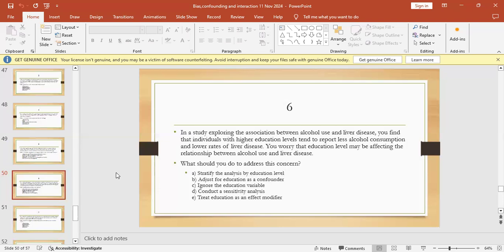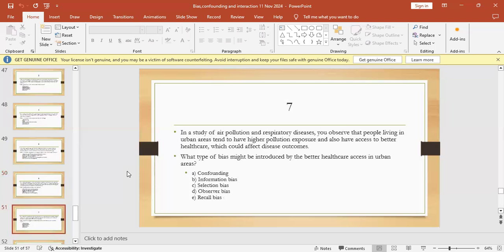Here, education is acting as a confounder because it is affecting both the exposure and the outcome. The exposure is alcohol consumption and the outcome is liver disease. The education level is also not an intermediate between the alcohol consumption and liver disease. So, education is acting as a confounder. So, beta is the correct option.